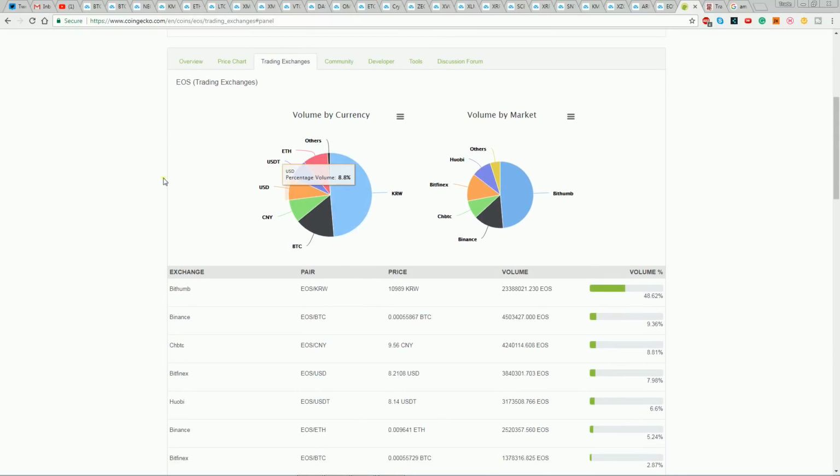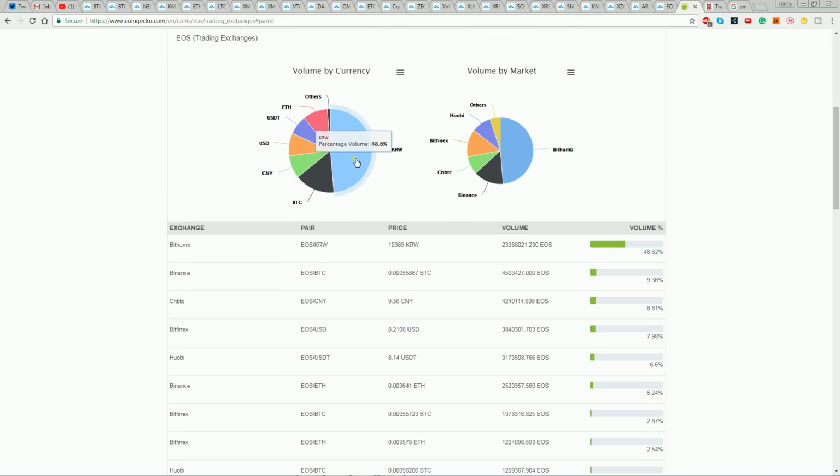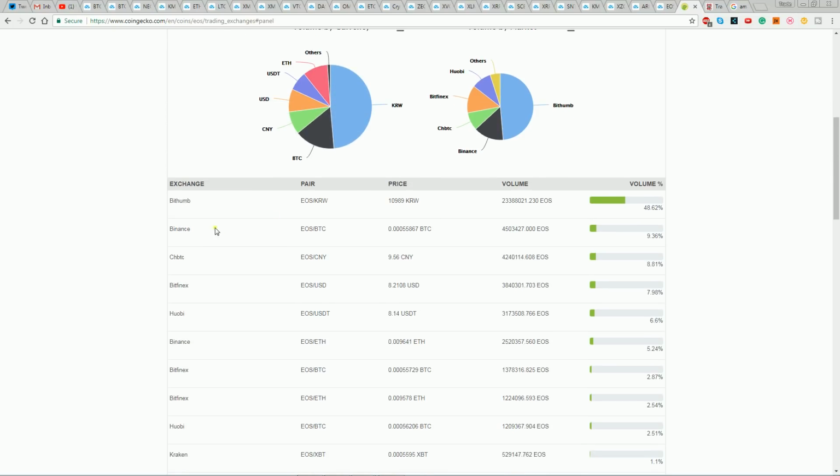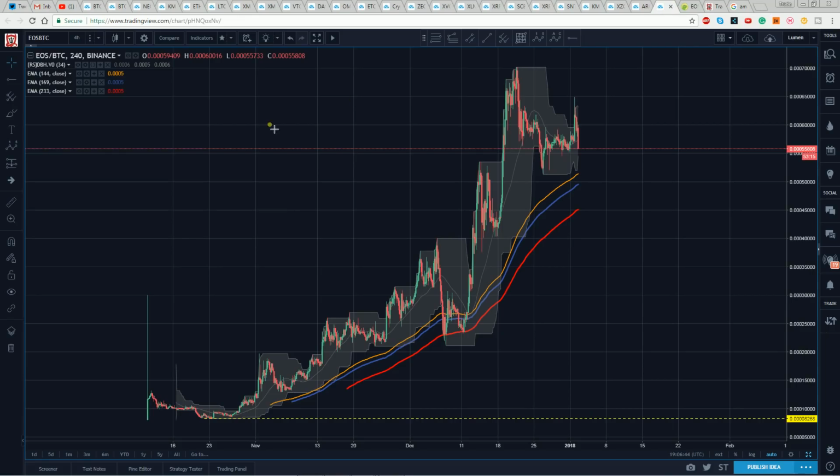Here's the only thing I don't like about it. Almost half of the volume is traded on BitHum in the Korean won. I don't love that, but we can see that we do get at least almost 9.3%, almost 10% of it traded against Bitcoin on Binance. So I've got some people in this. So let's go take a look at it.